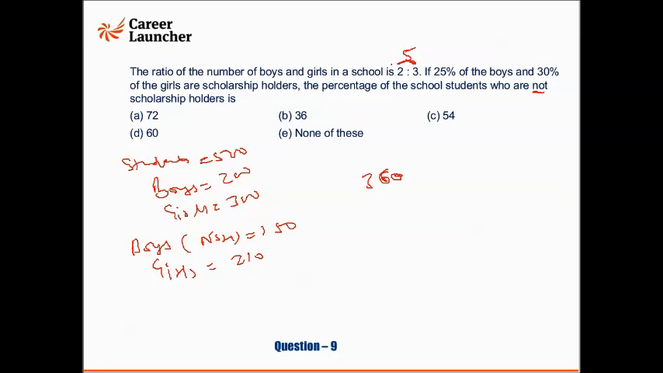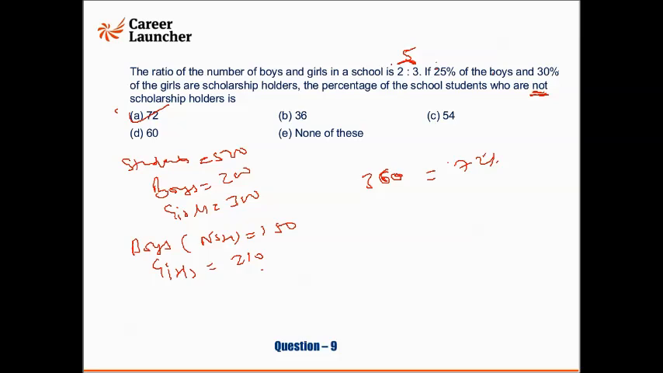But you have to calculate the percentage. So total students are 500 into 100. You will get 72%. Okay. So in this way, you don't need to find out first 25% and then 30% of the scholarship, because here it is mentioning you have to calculate only not scholarship holders. So you just calculate 75% of the boys and then 70% of the girls. So you can directly calculate the percentage of the school students who are not scholarship holders.